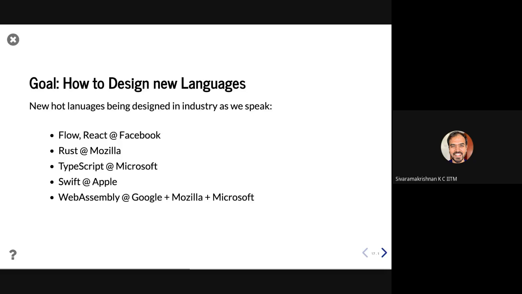And Rust is this language that came from Mozilla, right? As a better replacement for C++, right? TypeScript is a better alternative for JavaScript from Microsoft. Swift is a better way of programming mobile devices from Apple. WebAssembly came from a combination of Mozilla, Microsoft, and Google, right? And Opera as well, as a better way of writing programs for the web as a replacement for JavaScript.